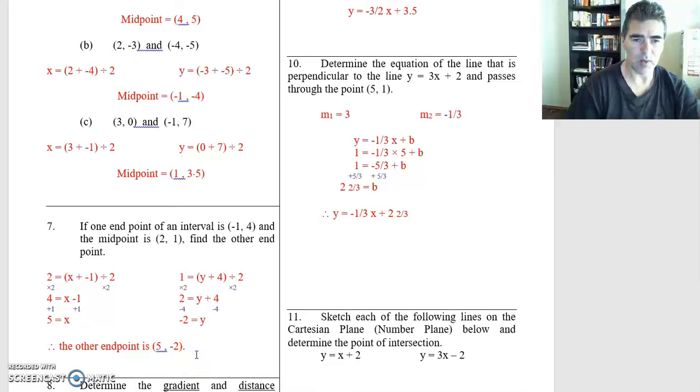Now I said that this is one way. Another way is to look at the x values. How do I go from -1 up to 2? Well, I'm going up 3 spots. -1 up to 2 is moving up 3. So move up another 3 from that. 2 plus 3 is 5. And how do I go from 4 to 1? I subtract 3. So subtract another 3 and I get -2. So that's another way of working that out, but this is the proper working out to do so.